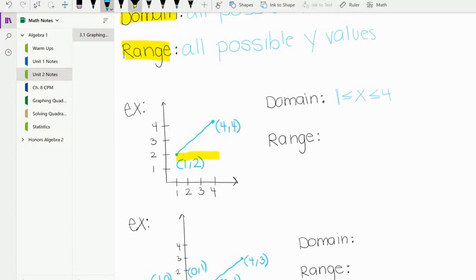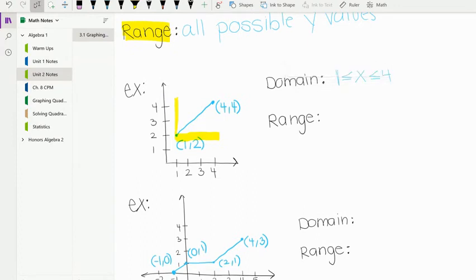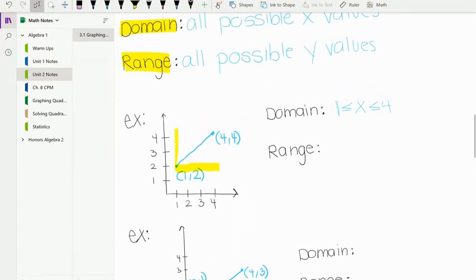Now the range is going from the smallest y value to the highest y value. My smallest y value would be 2, but my highest y value would be 4. So it's between 2 and 4.